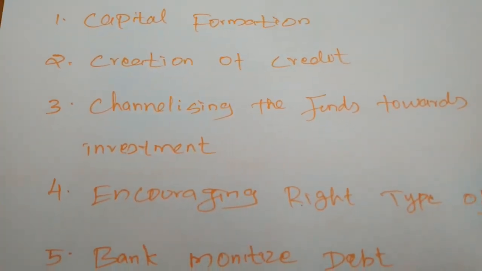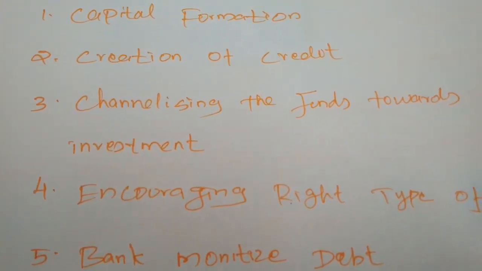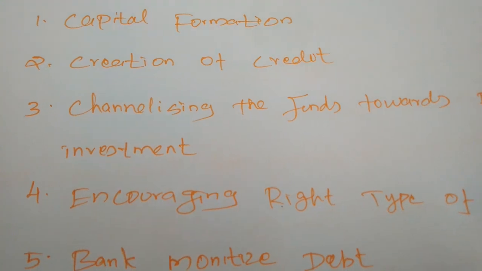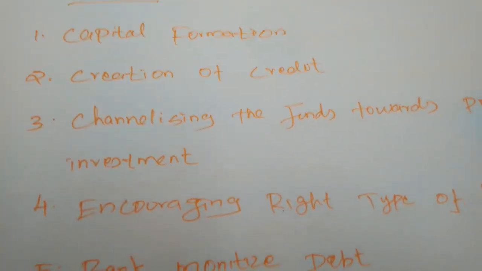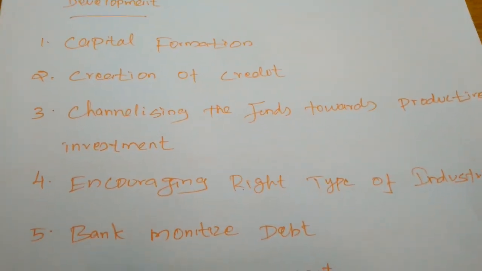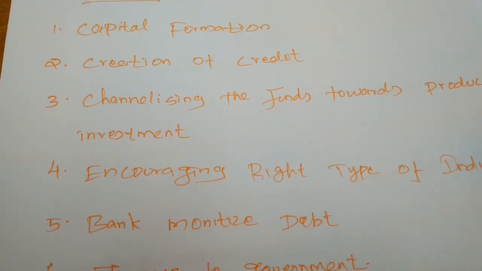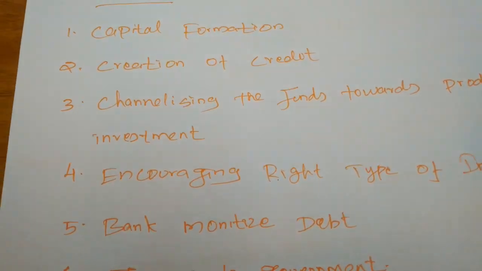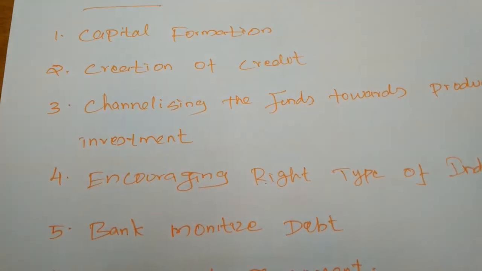So credit creation leads to an increase in production, employment, sales and prices, and thereby brings about the fastest economic development. Whenever the commercial banks provide financial aid or financial facilities to the entrepreneurs, with this required amount they can start any of the industries. If they start industries, what will happen?